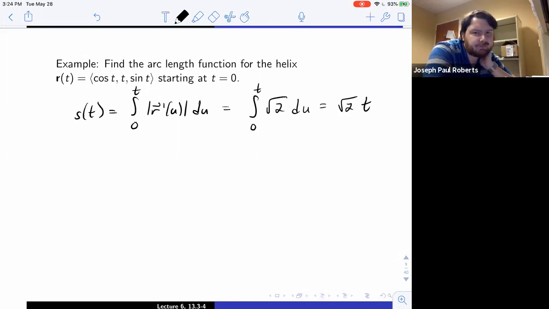So again, be prepared for this to be a little more difficult. It's still going to be possible using, at most, integration by substitution. But this one's particularly nice because it turns out it's constant speed, that the length of r prime is square root of 2, doesn't depend on time. But yeah, that's it for arc length function. Integrate from 0 to t of the length of r prime, and that's it.